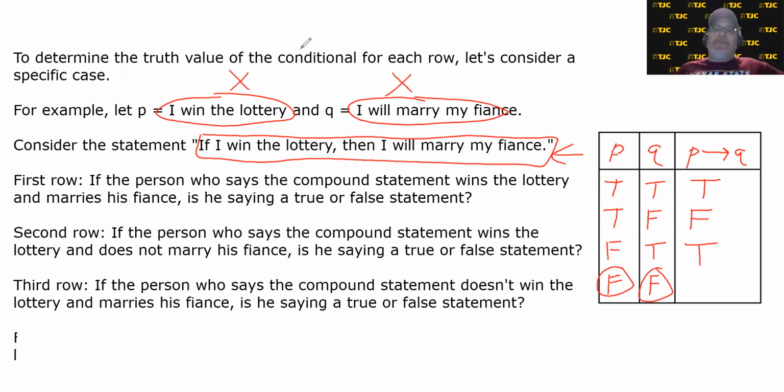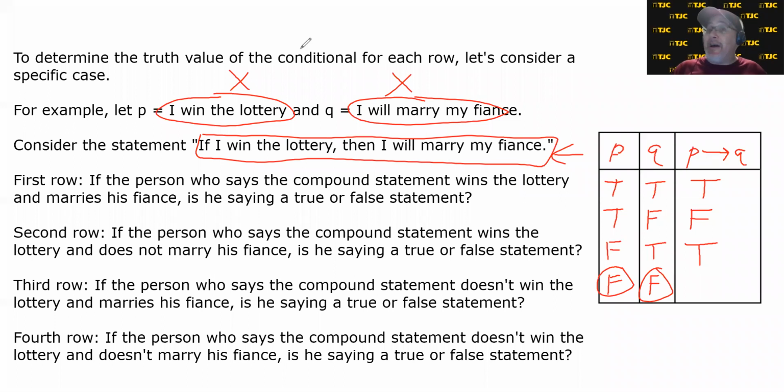What if I said, if I win the lottery, then I will marry you, and I don't win the lottery, and then I don't end up marrying you? Did I break my promise? Meant to uncover that. If the person who says the statement doesn't win the lottery and doesn't marry his fiance, is he saying a true or false statement?